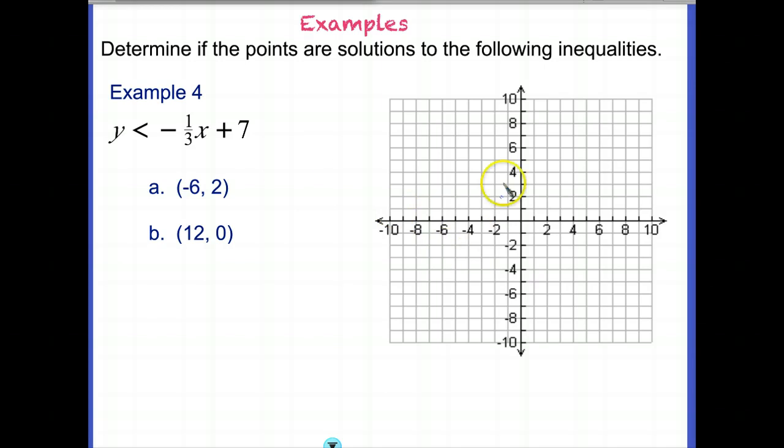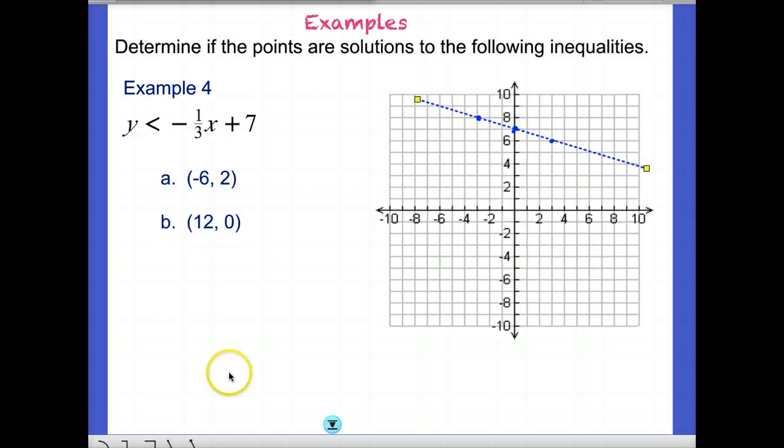If I plot this, my y-intercept is up here at 7, and my slope is negative 1/3. So I'm going to go down 1 and over 1, 2, 3. Notice which direction I am going in. Okay, and then I will need a dashed line. So here's my dashed line, and again I need a dashed line because of my sign. My sign is a less than versus a less than or equal to.